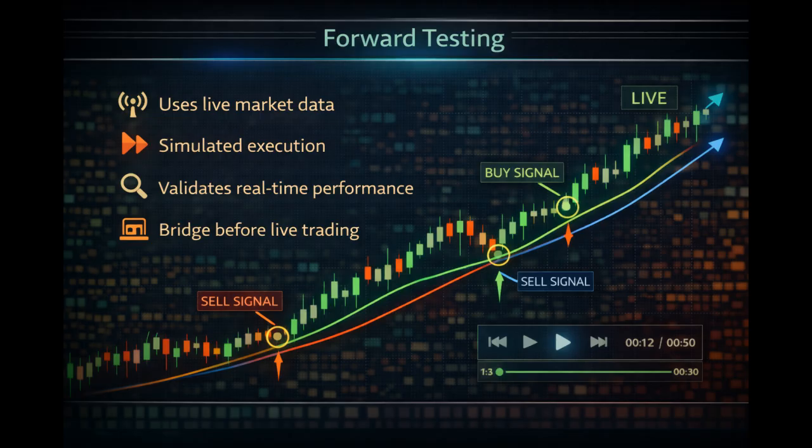Consider a trader who has developed a Renko trend following strategy based on the following rules. Buy when 2 consecutive green Renko bricks appear above the moving average. Sell when 2 consecutive red bricks appear below the moving average. Stop loss placed 2 bricks below the entry point. Take profit placed 4 bricks above the entry price.